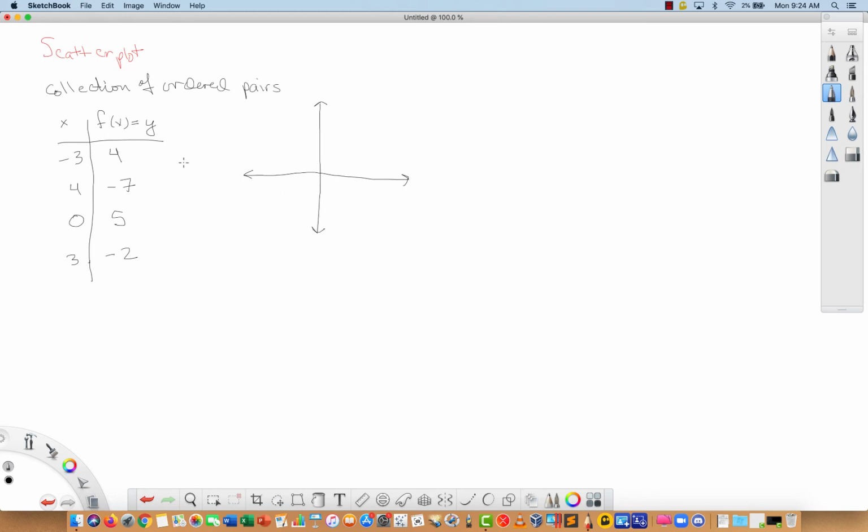And so the point negative 3, 4 might be right about there. Positive 4, negative 7 might be down around here. 0, 5 would be up here. And 3, negative 2 would be down around here. I can actually imagine a cubic that goes through these. That's all a scatter plot is. It's plotting the points that you're provided. As a side note, this often happens when you're working with statistics or working with data from an experiment.